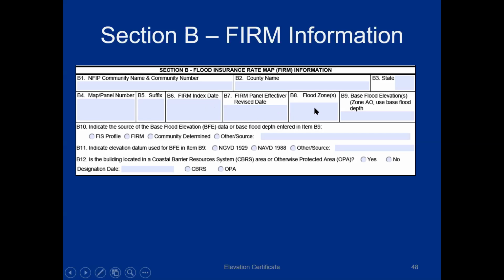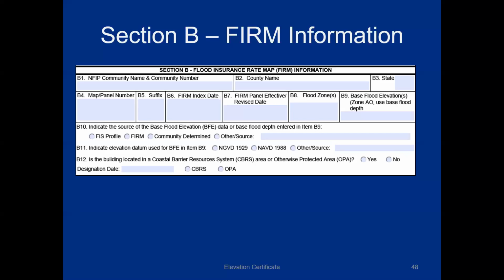Anyway, your flood zone. Sometimes you might have more than one flood zone. If a building is in more than one flood zone, it has to be designed and constructed to meet the standards of all of those flood zones. Some people will say the more restrictive or more protective of those zones, but really all of the flood zones.